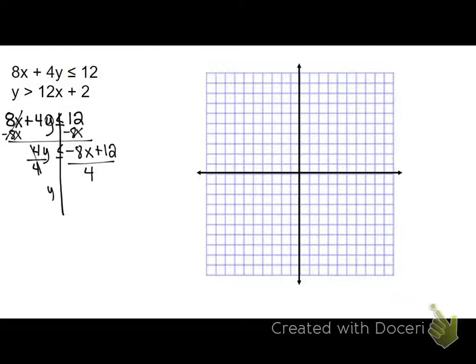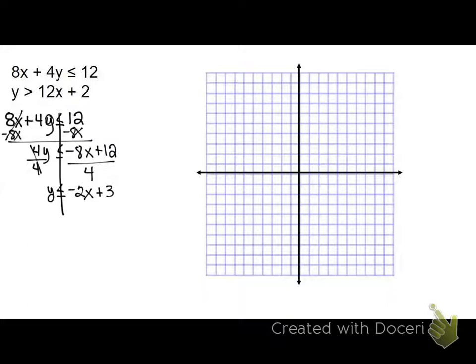So y, I don't have to flip my inequality sign because it was a positive. And what's negative 8x divided by 4? Negative 2x. And then what's positive 12 divided by 4? 3. No x, right? And it's a positive because these are both positives. Okay? So let's go ahead and graph it.